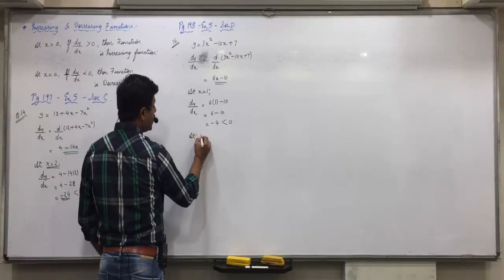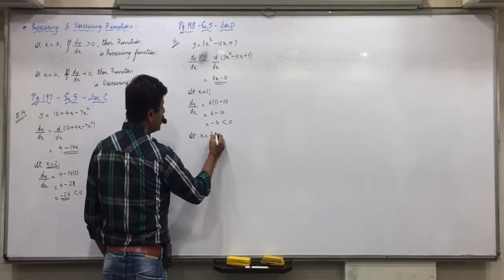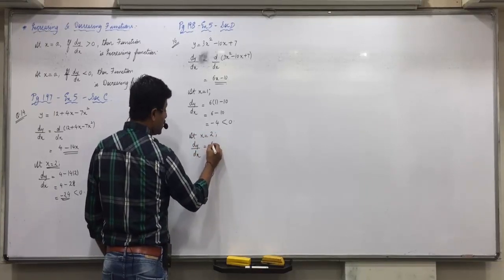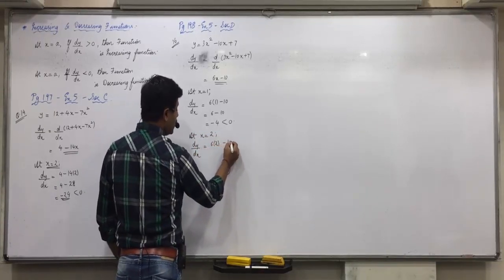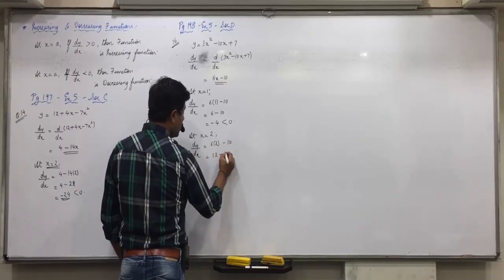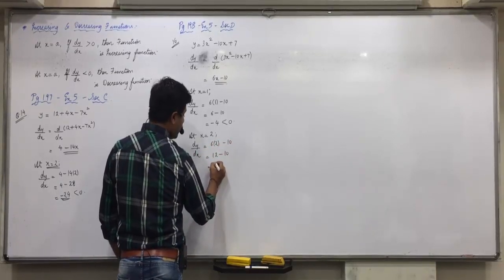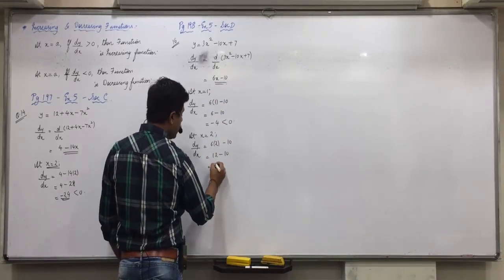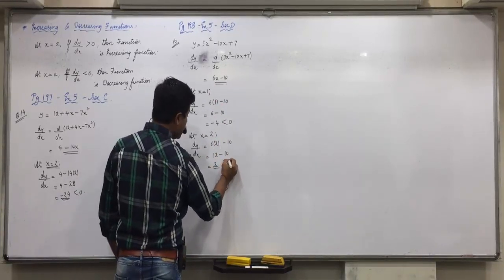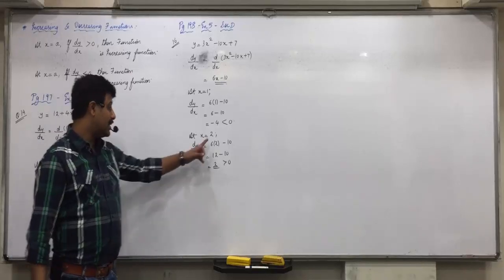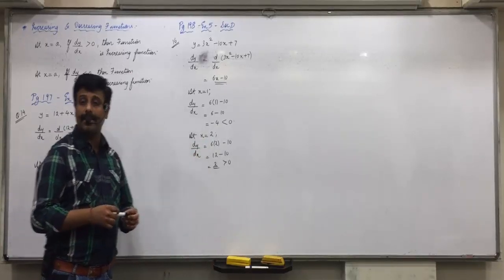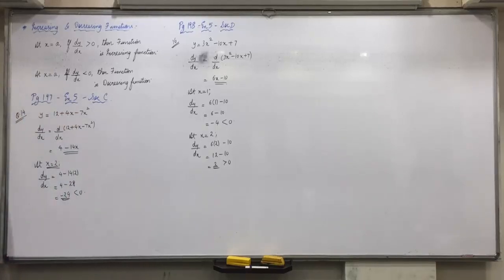And at x equals 2, dy by dx equals 6 into 2 minus 10. In place of x we now substitute 2: 6 into 2 minus 10, 12 minus 10, that is 2, which is greater than 0. So when x is 2, the function is increasing. Did everyone understand this? So write down.